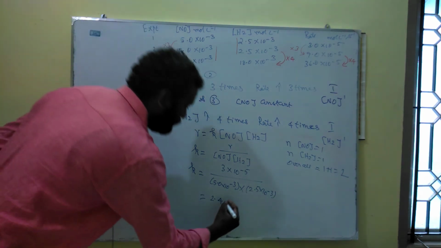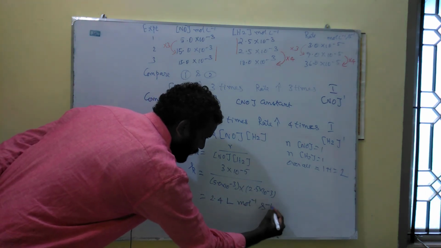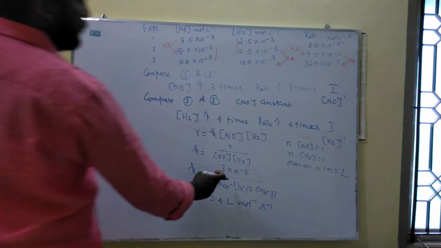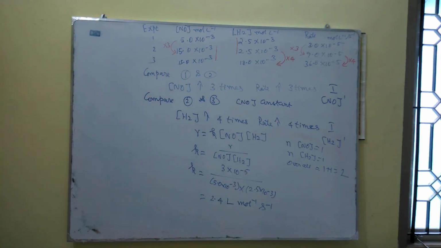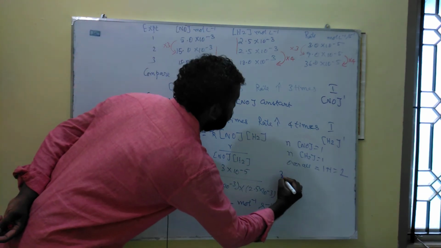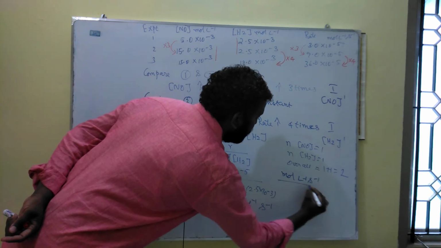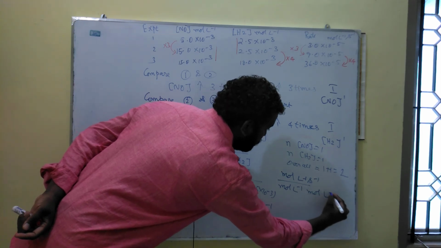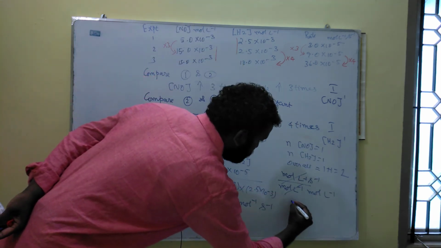Here the liter is given, so liter per mole per second. This is the unit of a second order reaction. So here mole per liter per second. So from the denominator, mole per liter, you will have the value. So here 3 into 10 power minus 5, mole per liter per second. Here in denominator mole per liter and mole per liter. So 1 mole per liter cancels.